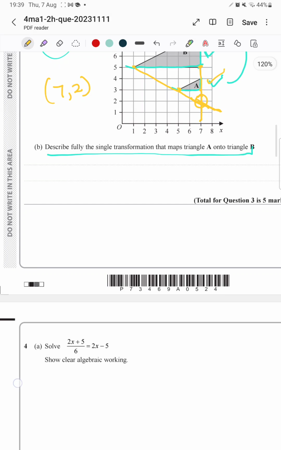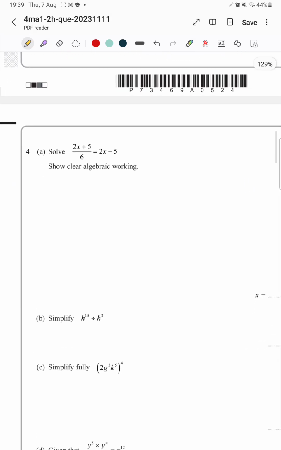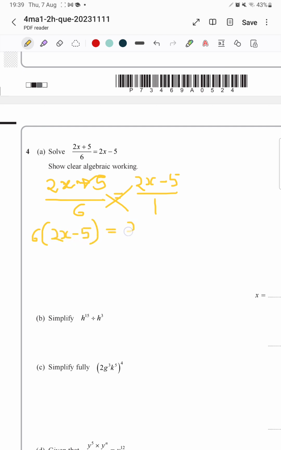Now we get the next question. Solve (2x + 5)/6 = 2x - 5. So this is a fraction on one side: (2x + 5)/6 is equal to 2x - 5. So I write the second part, which is on the right side, as a fraction, and then I do the cross multiplication. So 6 times (2x - 5) is equal to 2x + 5.